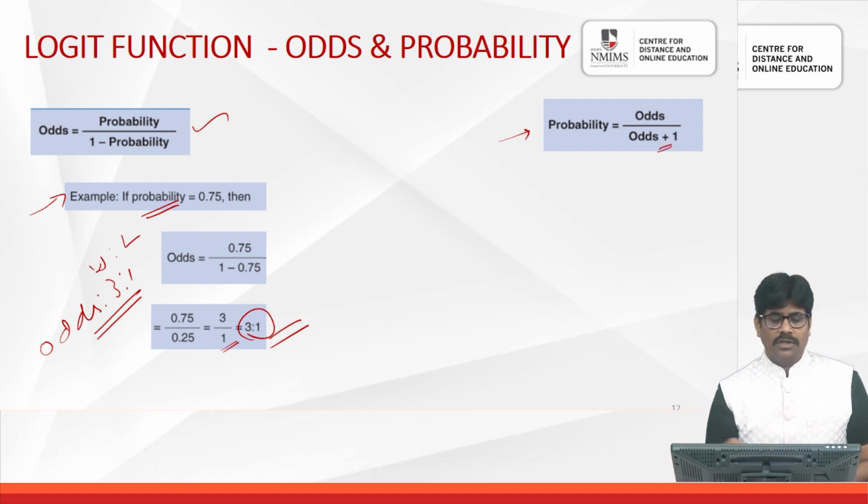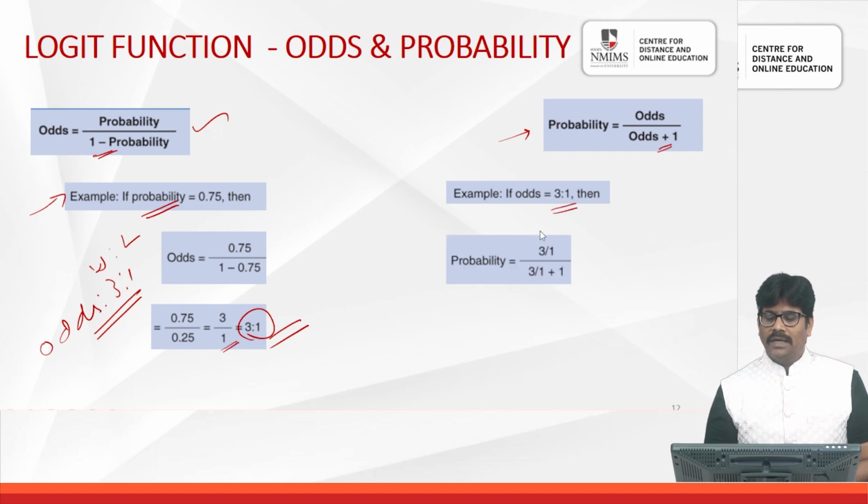So this is positive here, this is negative here, that is one easy way to remember. So probability is equal to odds divided by 1 plus odds. If the odds values are given, let us say 3:1, then how do I get the probability? Then probability is odds, which is 3 by 1, divided by 1 plus odds, that is 1 plus 3 by 1, then you get the value of 0.75.